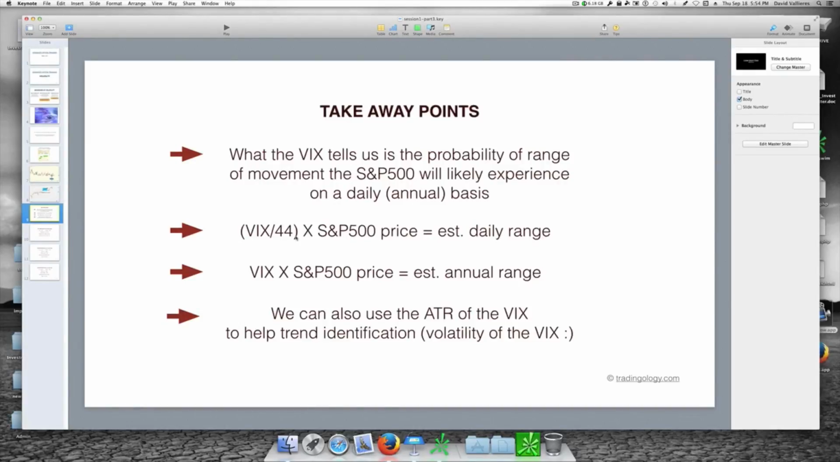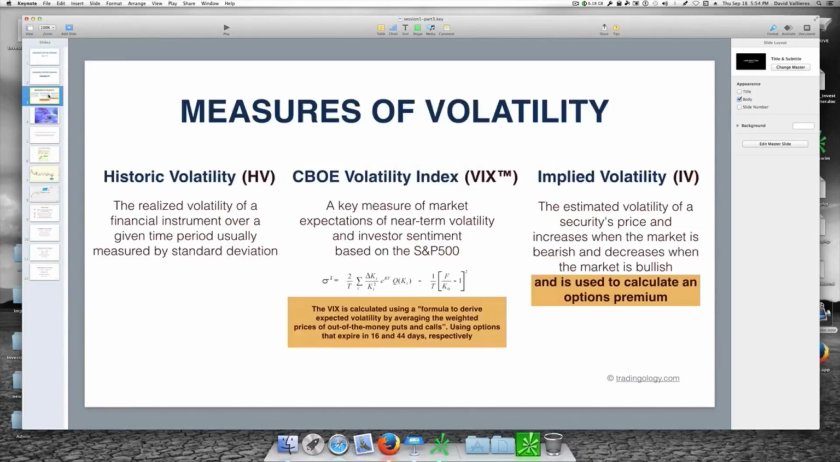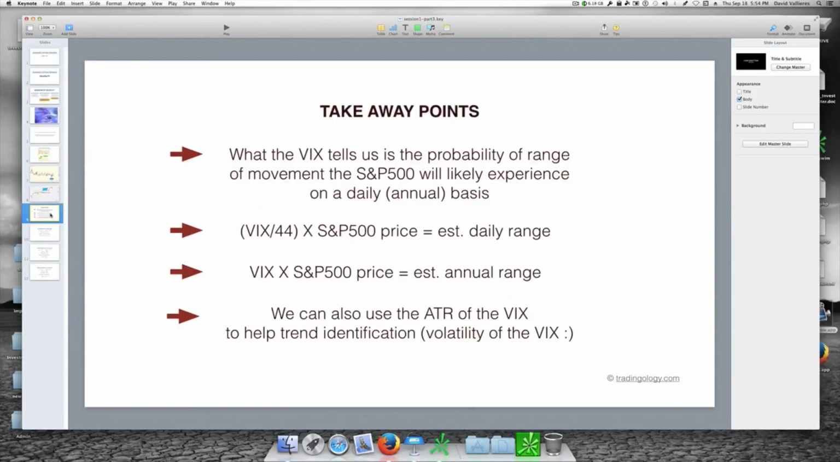The estimated daily range is the VIX divided by 44 times the S&P 500 price, and that gives us the estimated daily range. We used 44 here because that's the option cycle that the calculation is based on. They use options that expire in 16 and 44 days. 44 days is the longest, so that's the one that we use in the calculation. And then to estimate the annual range of the S&P 500, we can take the current VIX times the S&P 500 price.